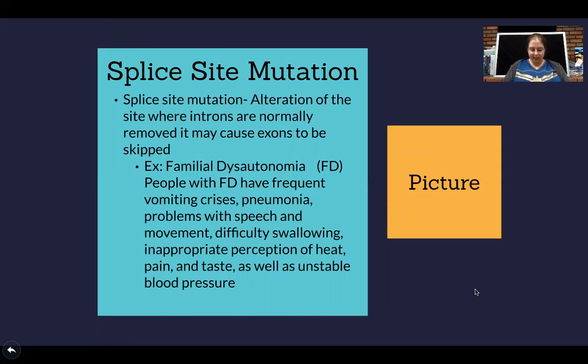Now, some of the symptoms of FD are frequent vomiting, pneumonia, problems with speech and movement, difficulty swallowing, inappropriate perception of heat, pain, and taste, as well as unstable blood pressure. Now, that inappropriate perception of heat, pain, and taste, think of it like this. If you were to touch the top of a stove while it's on, how would that feel to you? It would feel hot, right? Hot and painful. It would cause you to jerk your hand away.